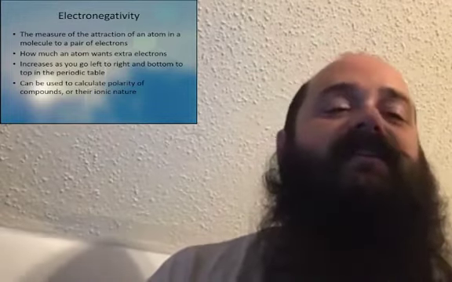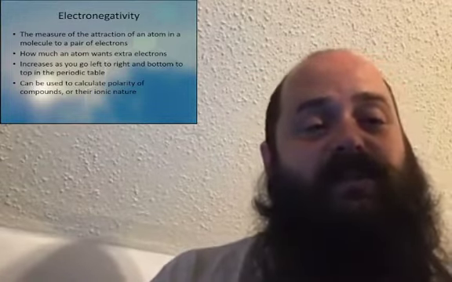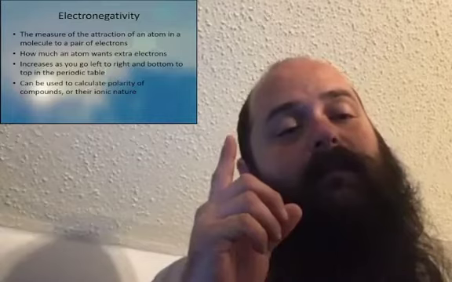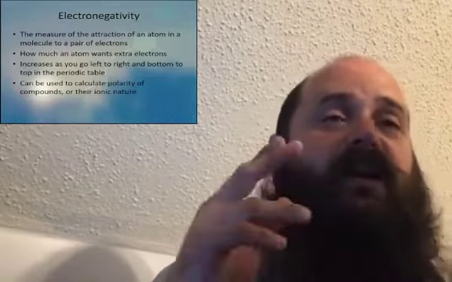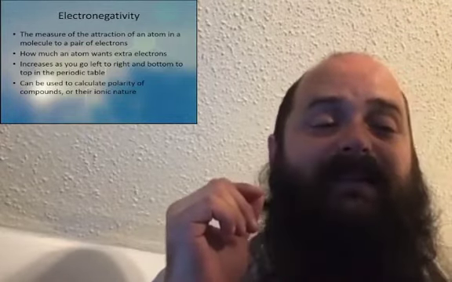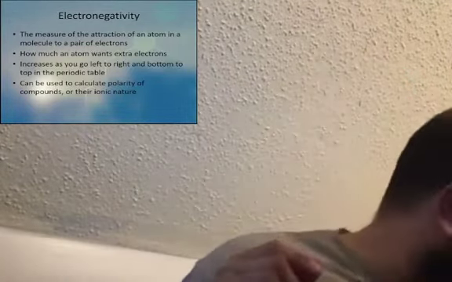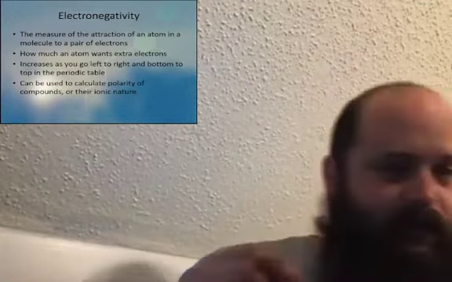So electronegativity is how much an atom wants those extra electrons that are shared. It increases as you go from left to right and from bottom to top. So the most electronegative element is fluorine. The least electronegative element is francium.